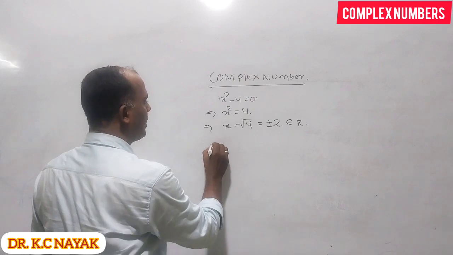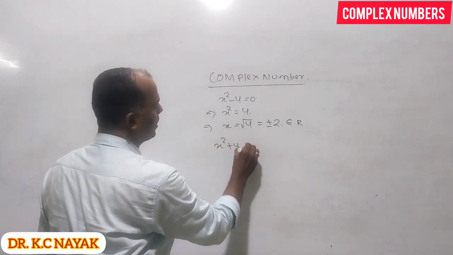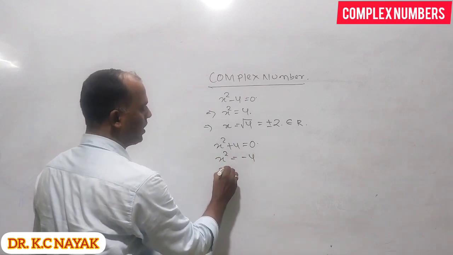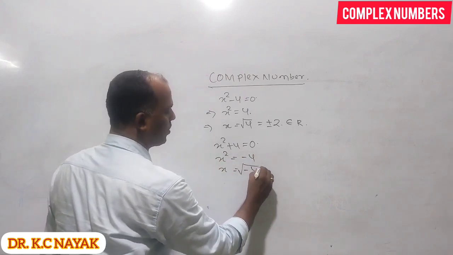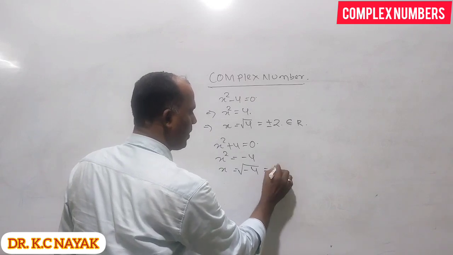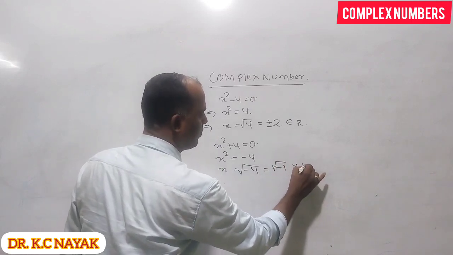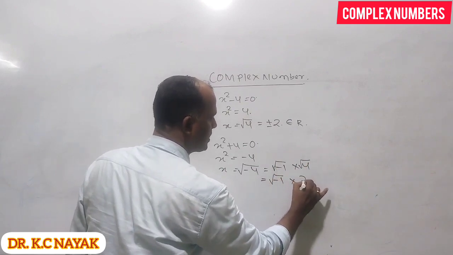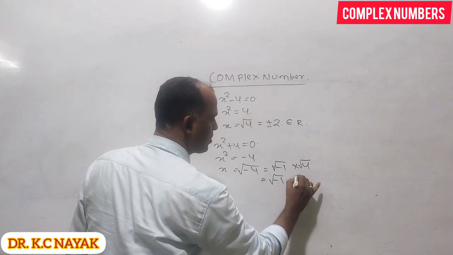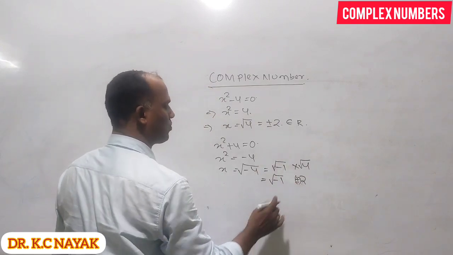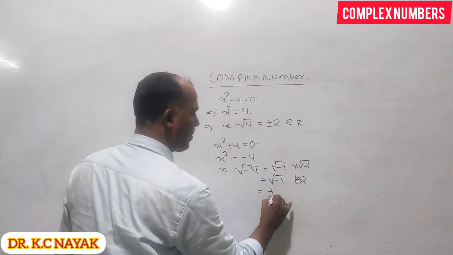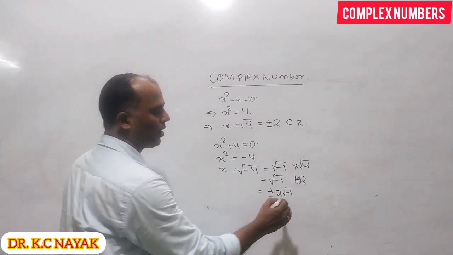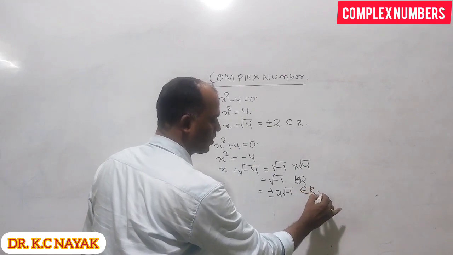Now suppose x square plus 4 is equal to 0. x square is equal to what? Minus 4. x is equal to what? Root of minus 4 is equal to root of minus 1 into root of 4, so root of minus 1 into root of 4 is equal to plus minus 2 root of minus 1, which does not belong to R.